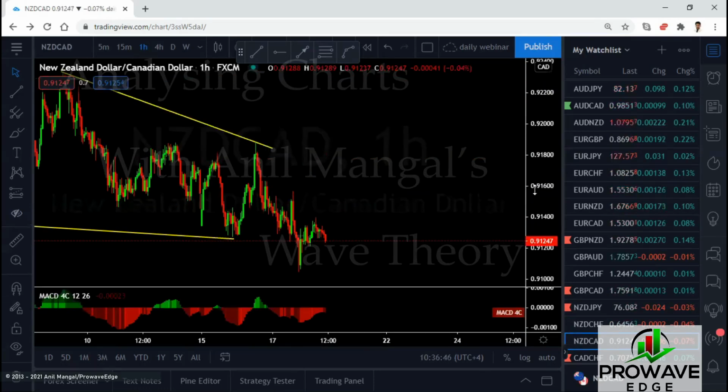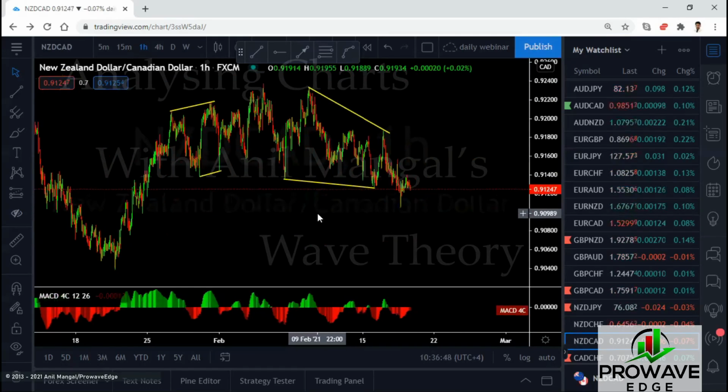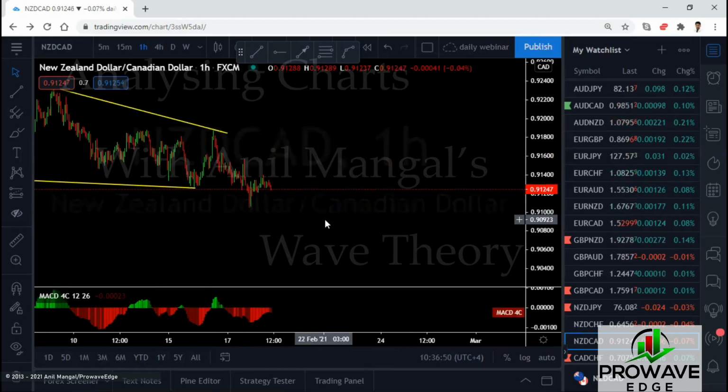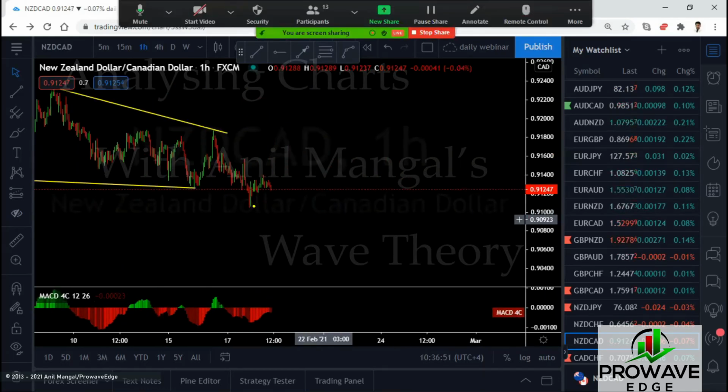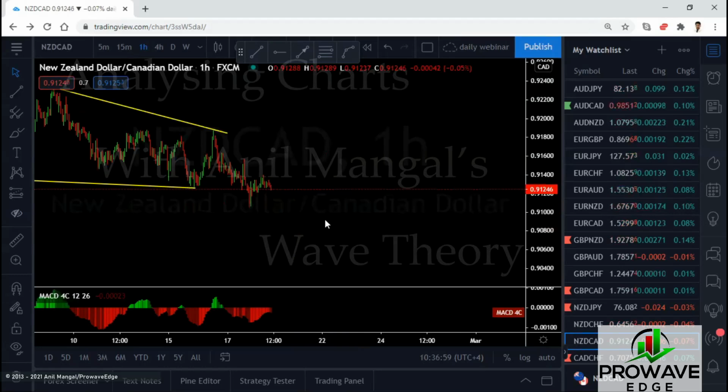New Zealand CAD. Also downside, but not very aggressive. You'll have to wait. This is just a sharp pullback. See if this comes here and goes back there, and then you'll get a sell setup. Nothing to sell there as yet.